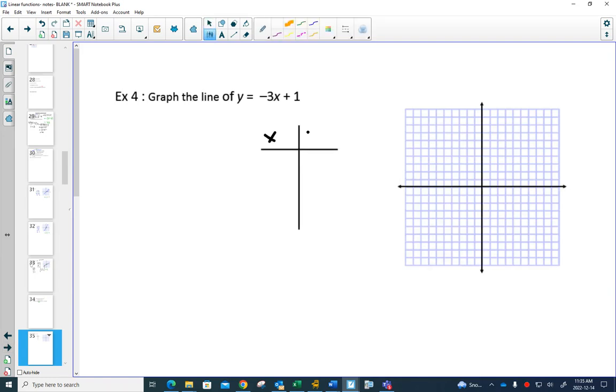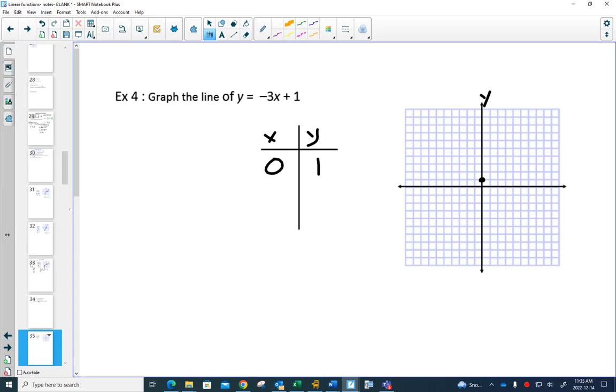Is our x? Is our y? Again, a really nice point to do is always to plug in 0 for x. What would your y value be? You plug in a 0 where the x is. It's going to be plus 1. So we go to our graph and we have the point 0, 1. Because that's on your y-axis, that's called your y-intercept.